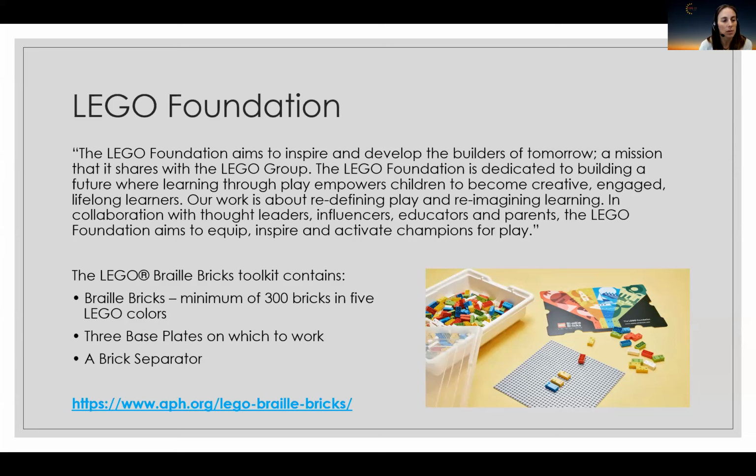So there are a minimum of 300 bricks in the five Lego colors: green, yellow, red, blue, and white. There are 3 base plates on which to work. Each base plate is gray, and it's essentially just a square and has all the studs on it that the bricks will get pressed onto. And then there are brick separators, and those are just flat blank pieces, so they can be used in between.